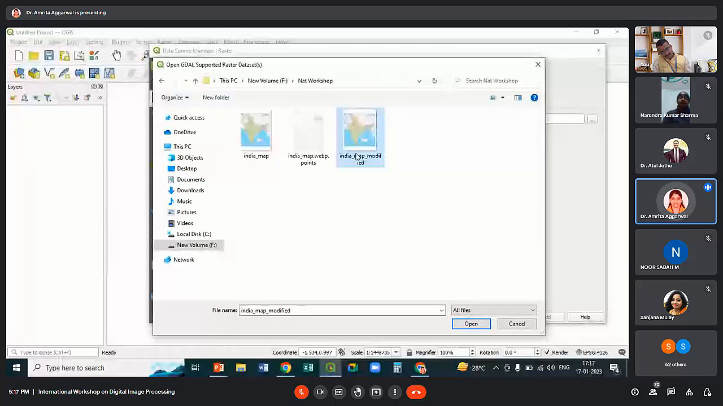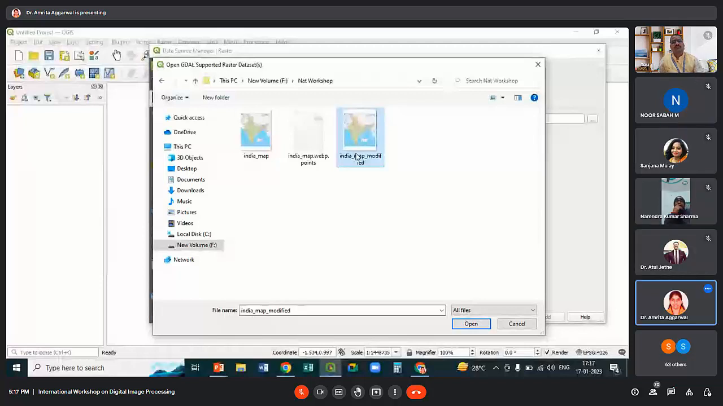As I'm moving the cursor here, what coordinates are available to you? Are they the correct coordinates of India? You can see here on the screen. As you can see my cursor, are they the correct coordinates of India? 916 and minus 956. Are they correct? Participants, please interact.